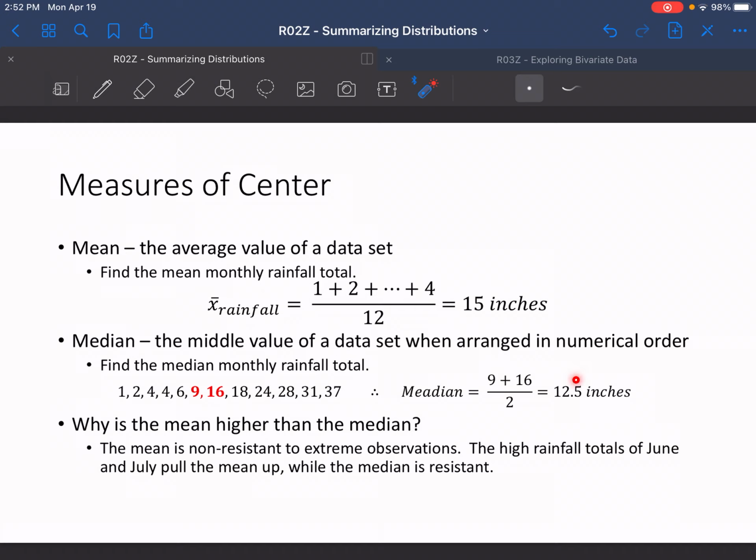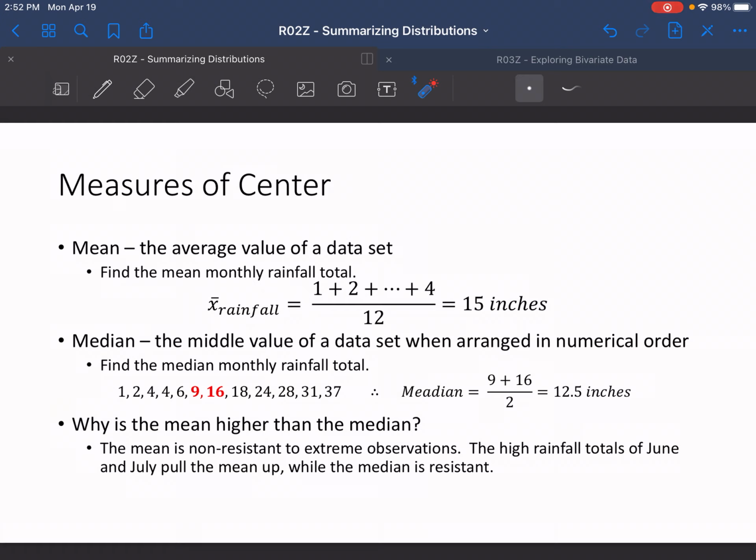So our median is actually lower than our mean. Why is the mean higher than the median? Well, that's because we have two pretty extreme values over here at 37 and 31 that pull our mean to the right a little bit. We have a lot of low values, and then those two rather large values make our mean a little larger. Essentially, the mean is non-resistant to extreme observations, which means that, depending on how high or low some of those observations are, that could potentially affect the mean value as a whole.